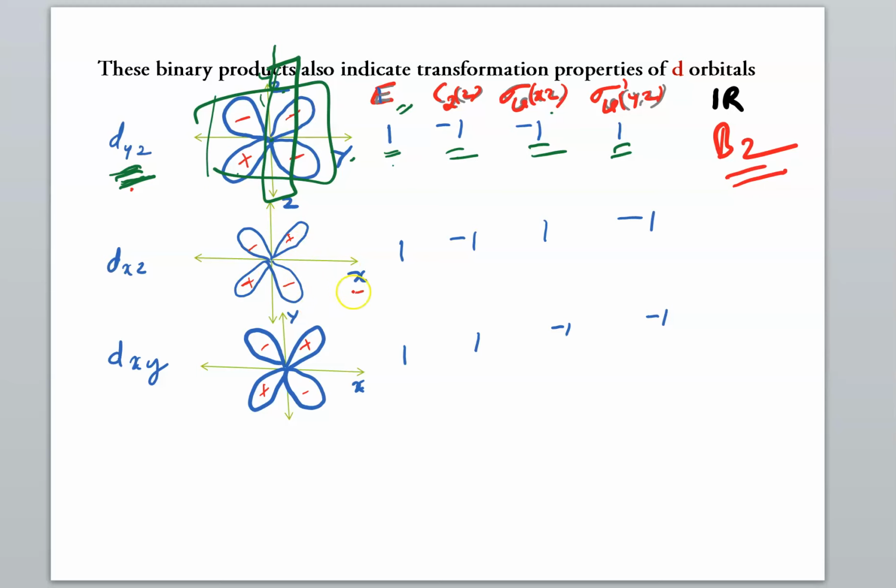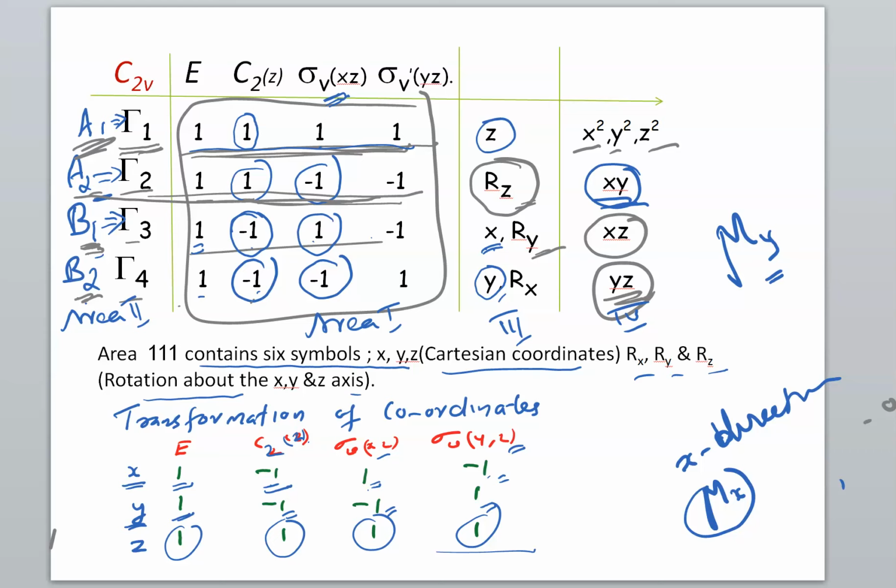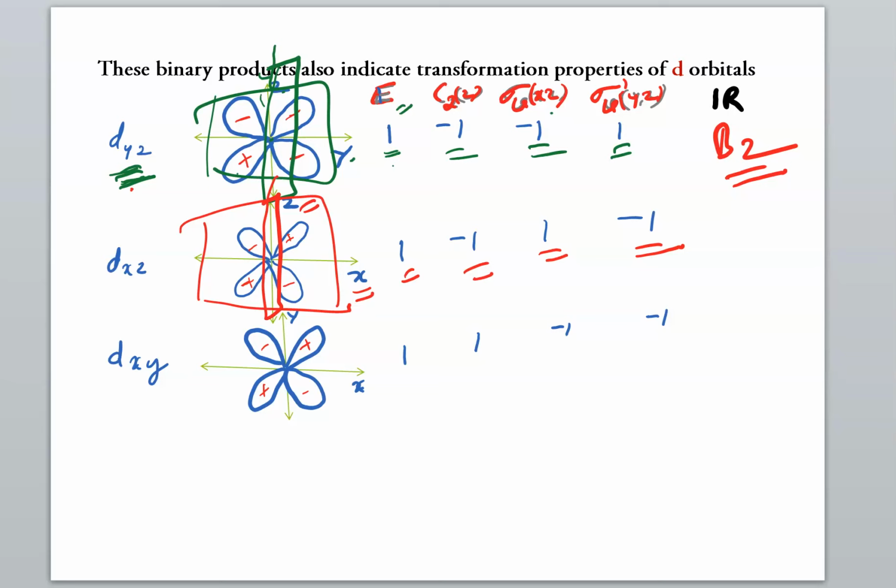And dxz: same shape, but this is the x-axis, this is the z-axis. Therefore, E no change, C2z. Here also on C2z the plus and minus interchange, therefore minus 1. Sigma v xz is the plane, no change, therefore 1. Sigma v yz is this plane, therefore plus and minus interchange, therefore minus 1. So 1, minus 1, 1, minus 1. The xz, that is B1. Therefore, the dxz orbital transforms as B1.